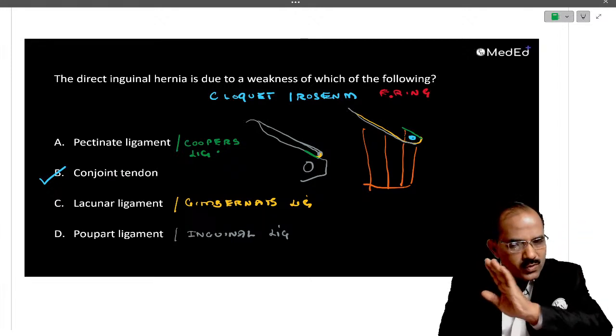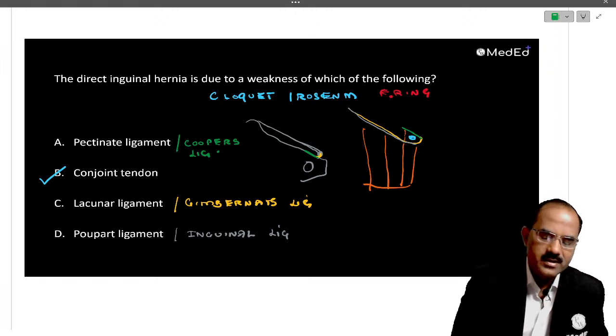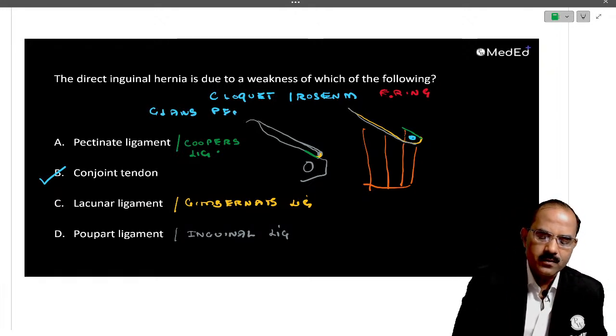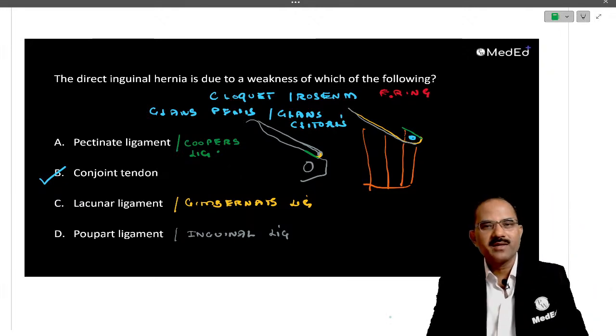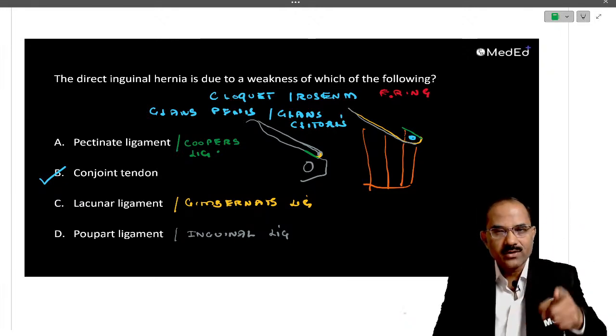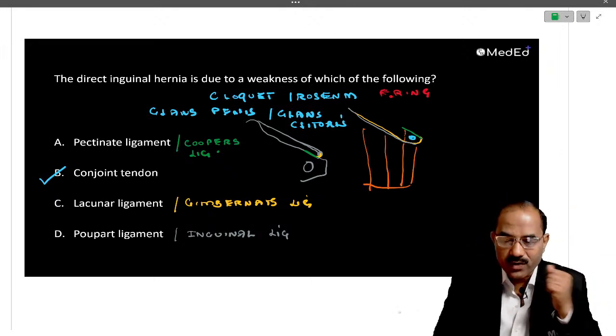But this MCQ is very important. Just remember, the lymph node of Cloquet or Rosenmuller drains the glans penis or the glans clitoris. What is that? That's a deep inguinal lymph node, right? So the glans penis or the glans clitoris is drained by the deep inguinal lymph node. That's the lymph node of Cloquet.